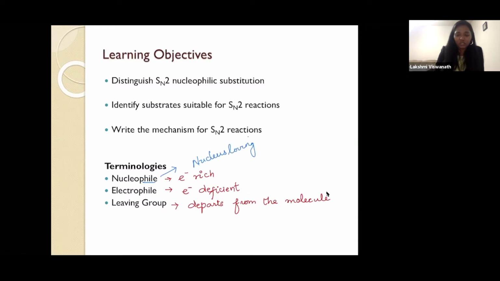And the next one is the electrophile. Electrophile is an electron deficient species which wants to be attacked by a nucleophile. It is normally represented as E+, whereas the nucleophile is represented either by Nu or Nu- depending on the charge on it. And then finally, the leaving group. The leaving group could be an atom or group of atoms which departs from the molecule, leaving the rest of the molecule behind in a reaction.